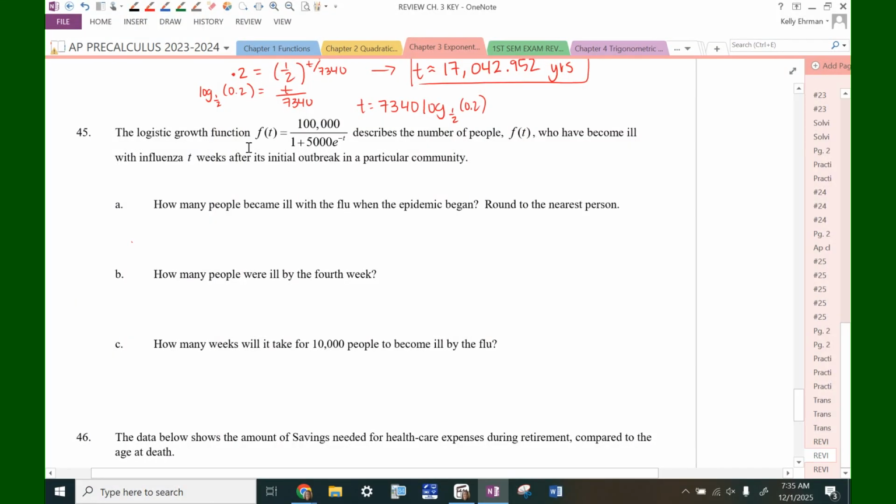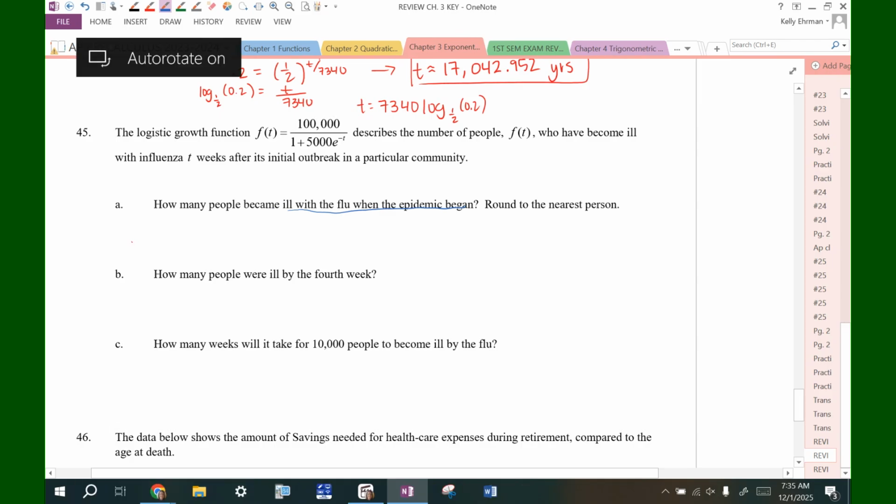Number 45, the logistic growth function f of t equals this describes the number of people who have become ill with influenza 2 weeks after its initial outbreak in a particular community. How many people became ill with the flu when the epidemic began? So began is always time equals 0, and we're going to round to the nearest person, so whole number. All right, so this is just saying, what is f of 0?